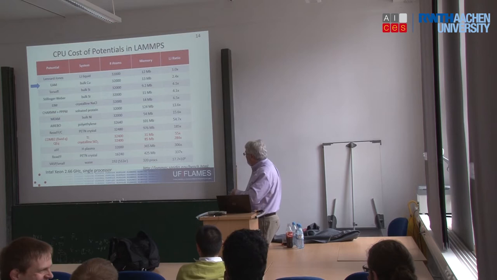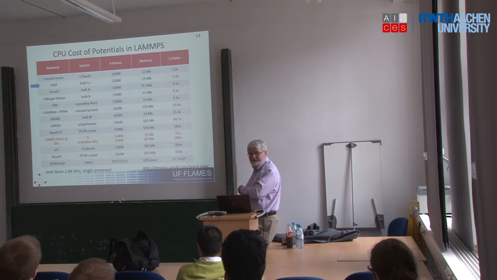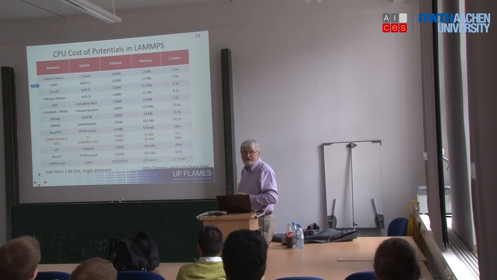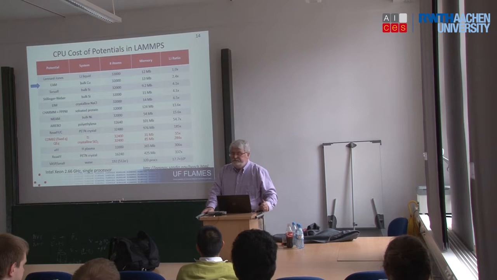So I guess this is based on some VASP calculation. And it's scaled up, then that's 17 million. Okay, 17 million times slower than the Lennard-Jones. So this is expensive, but it's no longer prohibitively expensive. It can be used.